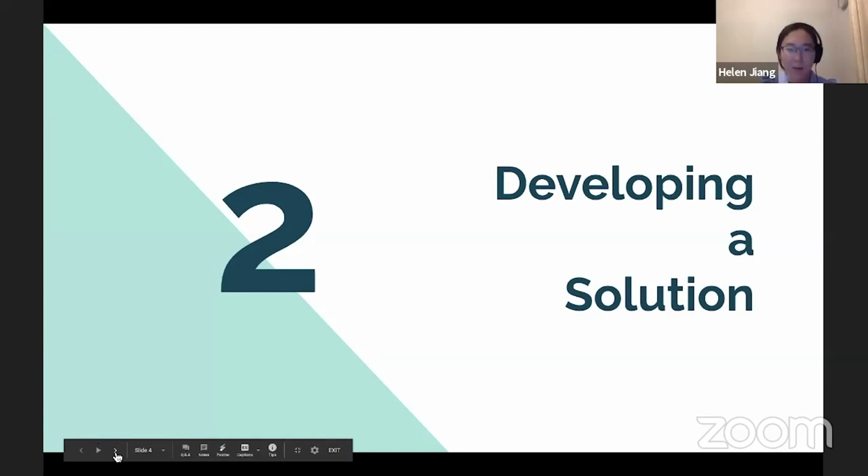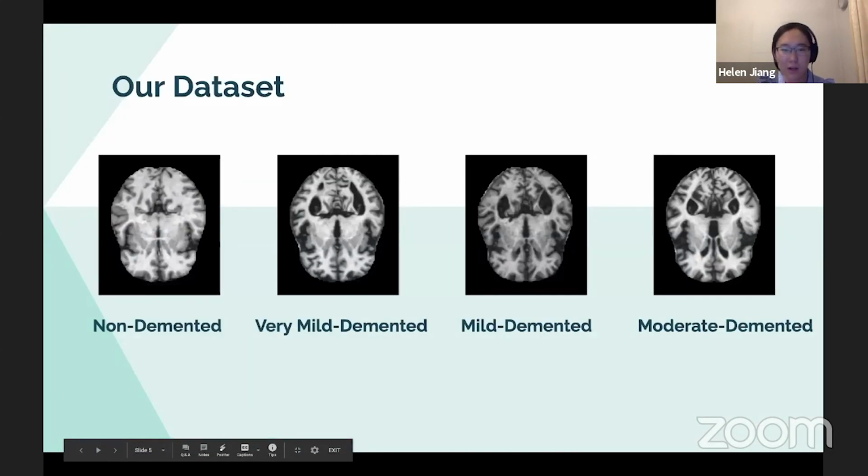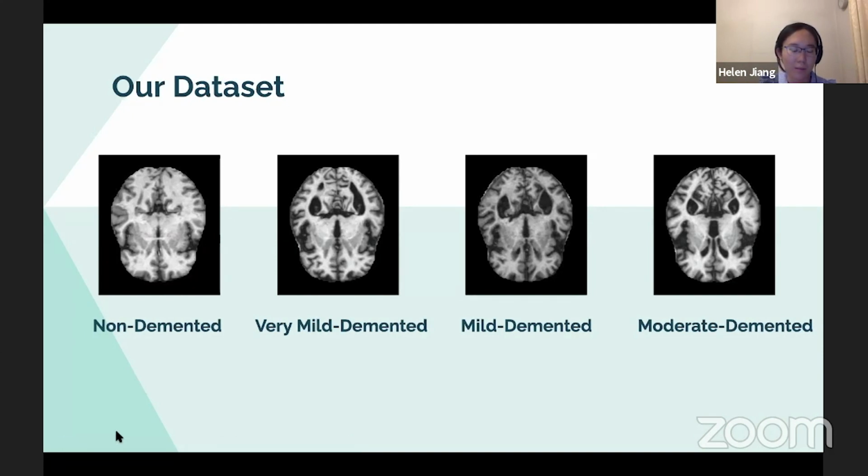So the second step of our project was to develop a solution to solve this problem. Here we have some example MRI brain scans from patients with Alzheimer's disease. We obtained the images from an open access database. In this dataset, images are ordered into 4 classes based on their degrees of dementia, which is a hallmark to show the severity of patients' Alzheimer's disease. As you can see, all 4 stages look kind of similar, and they are difficult to be distinguished by naked human eye.